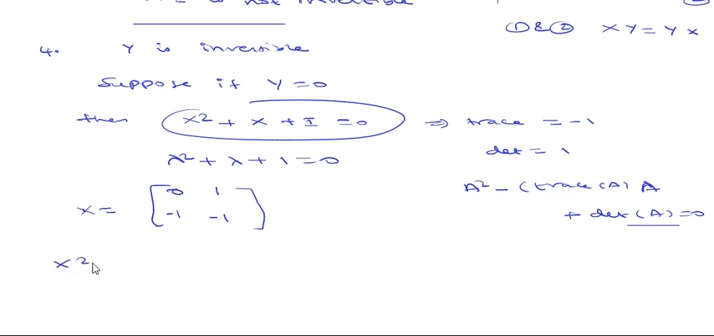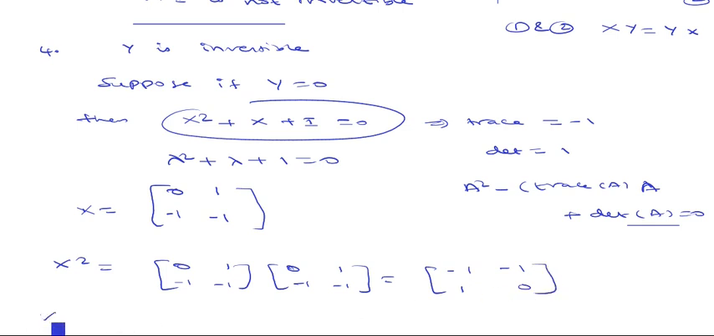So now we will find x square. So x square will be the matrix 0 1 minus 1 minus 1 times 0 1 minus 1 minus 1. So this is equal to minus 1, then 0 into 0 plus 1 into minus 1, and 0 into 1, 1 into minus 1 minus 1. So here we will have 1 and minus 1 plus 1, so we will get 0. So now x square plus x plus I will be equal to 0. So when y is equal to 0, this equation is satisfied.